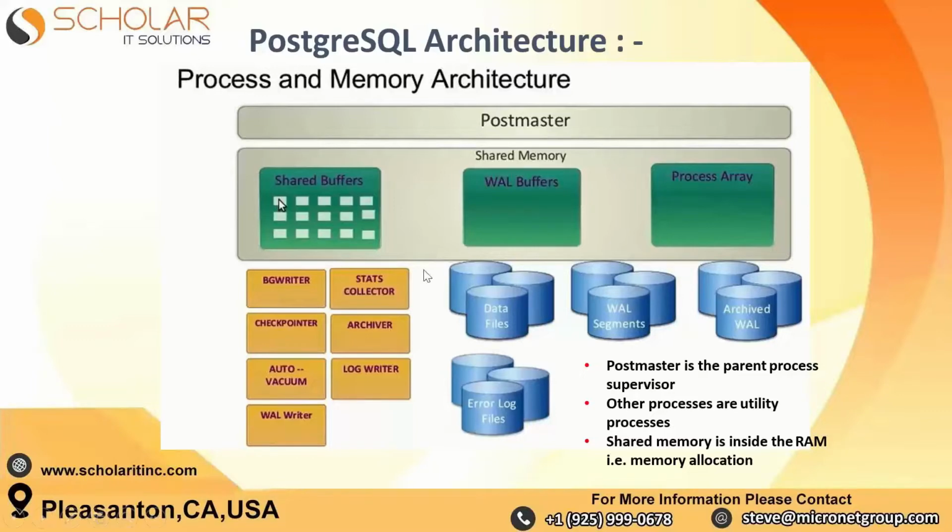So if you see here, there are three things. One is this part, the other is this part, and the third is this part. This is your memory part, this is your background processes, and these are your data files. I will explain each one by one.